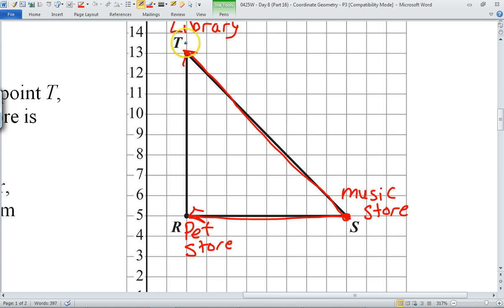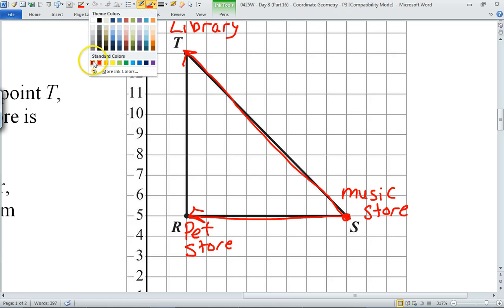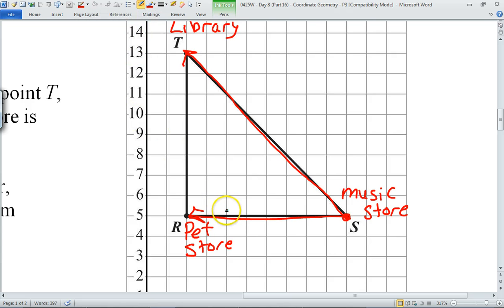8 is the distance to the pet store. How did you get that so fast, Edgar? Just add the squares. Okay? Look at the bottom. 1, 2, 3, 4, 5, 6, 7, 8. The distance to the pet store is a length of 8. Okay? But we're supposed to compare it to the distance to the library.